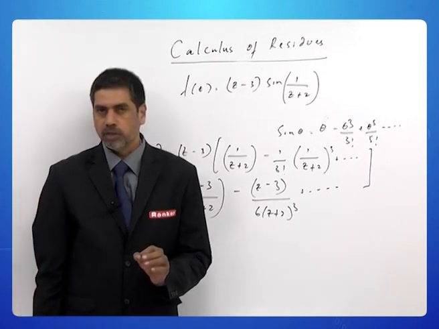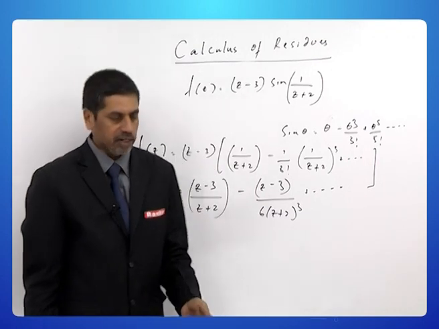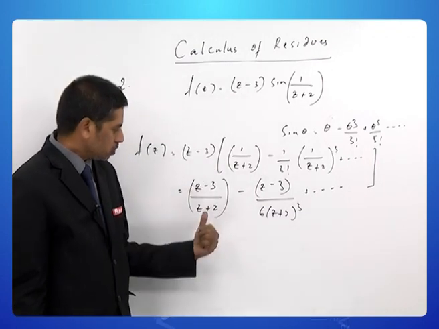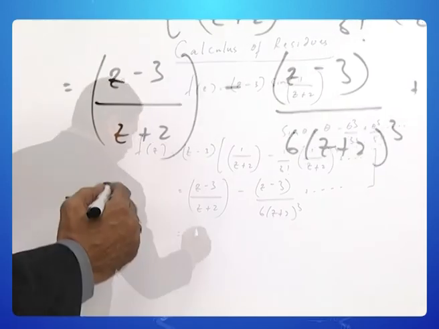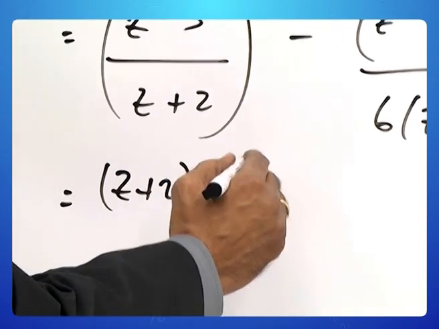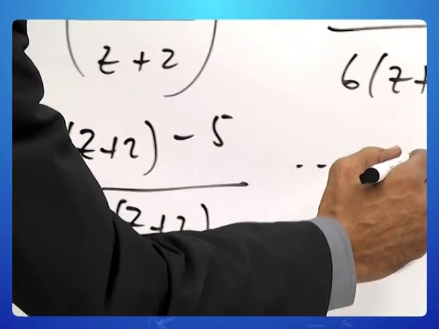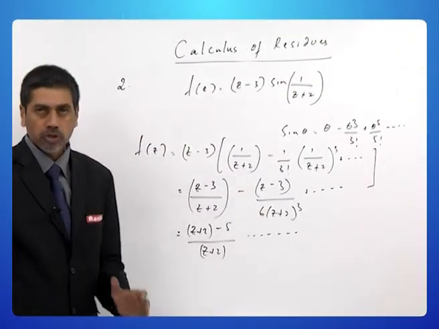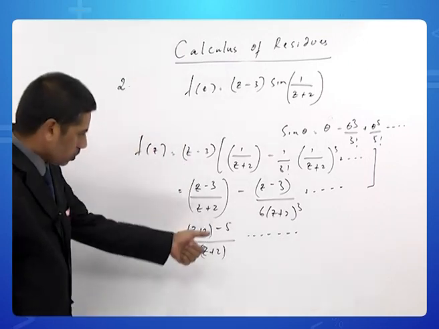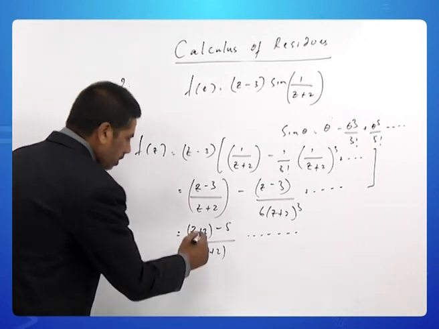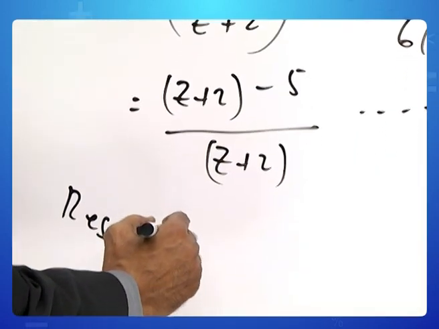residue, as all of you know, is the coefficient of 1 by (z minus a) or 1 by (z plus a). So definitely the second term is of no interest to us. So it is the first term which holds the key. So therefore, let's break this as (z plus 2) minus 5 by (z plus 2) and other terms. By doing so, we can extract the coefficient of 1 by (z plus 2). So you can see that the residue is equal to minus 5.